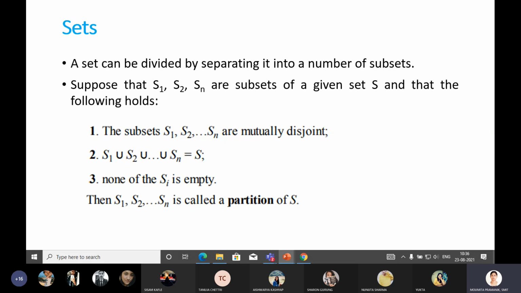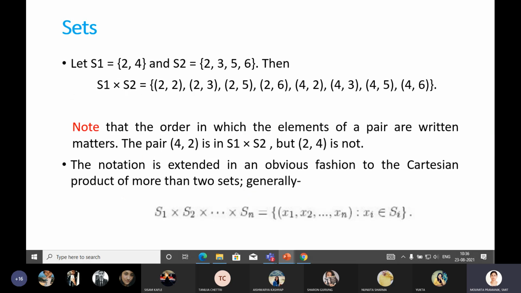Okay, students, is this clear up to this? How to find the Cartesian product? Yes, ma'am.